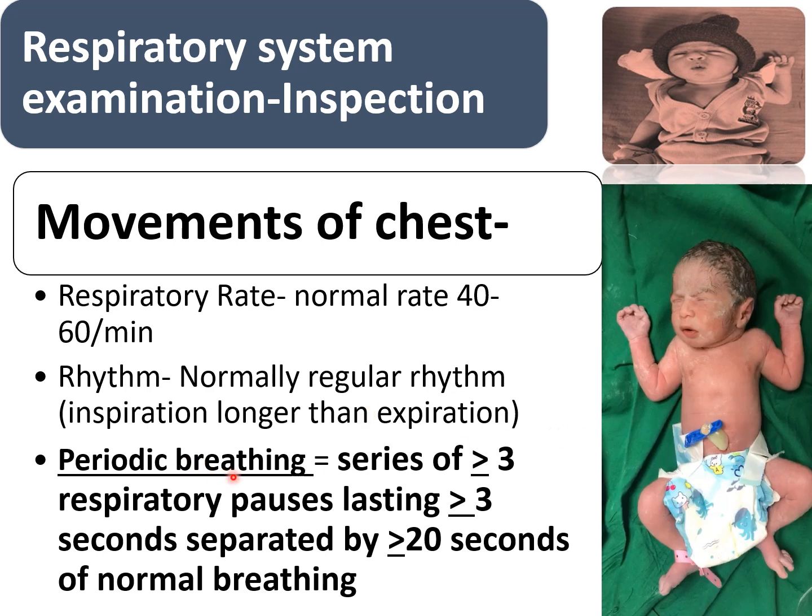Periodic breathing is also a normal variant of the rhythm in which the baby will have normal breathing for 20 or more than 20 seconds. Then it is followed by a respiratory pause for 3 or more than 3 seconds. And again it is followed by normal breathing. It is normally seen in the preterm baby and also during sleep in the full term baby. If the baby is having any abnormal rhythm, for example Cheyne-Stokes breathing, Biot's breathing, paradoxical breathing, then we have to mention.